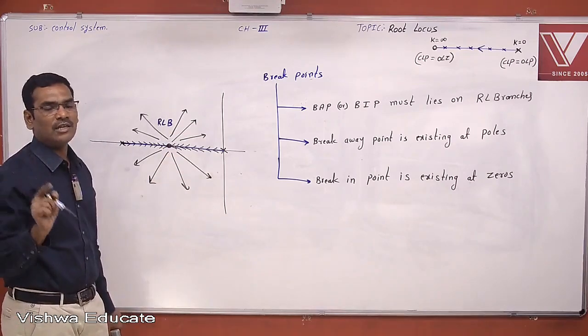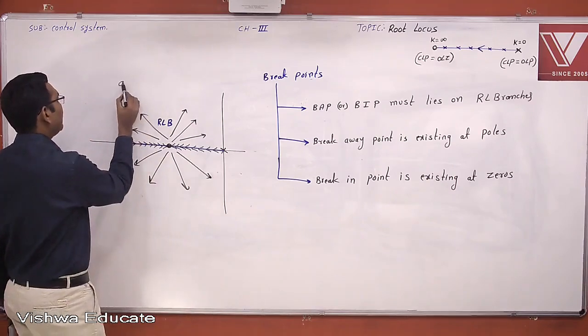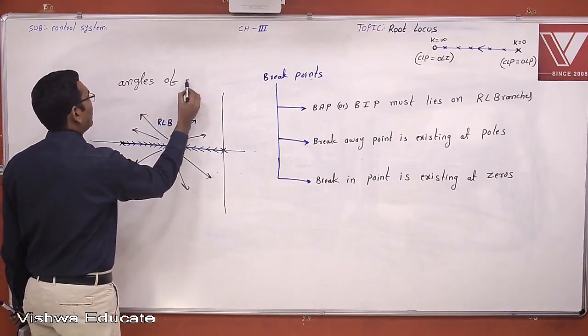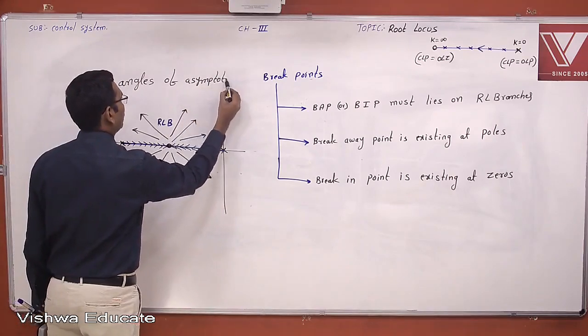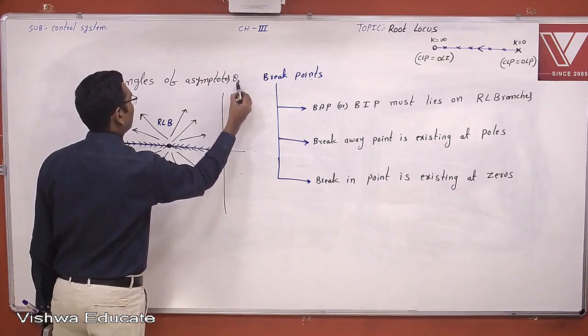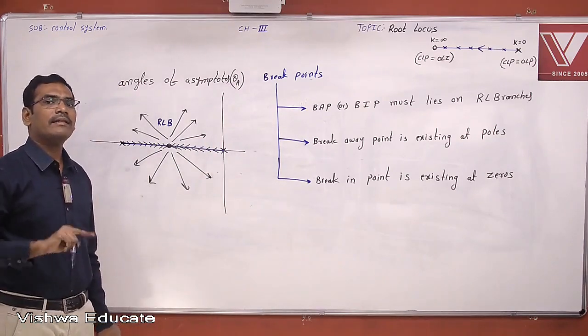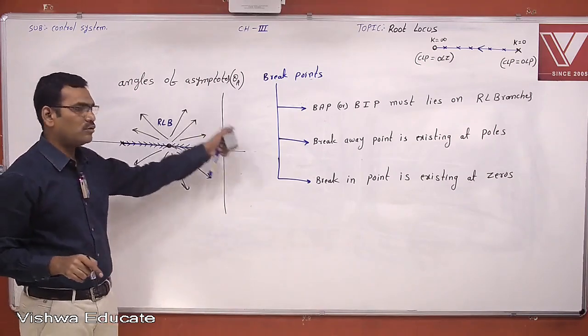Now my question is, is there anybody to say that if you go in this particular direction, then you will meet a zero? That direction is given by the angle of asymptotes, theta A. The angle of asymptote is the direction in which, if you go, you will meet a zero. That we will see. Now first you just take this.